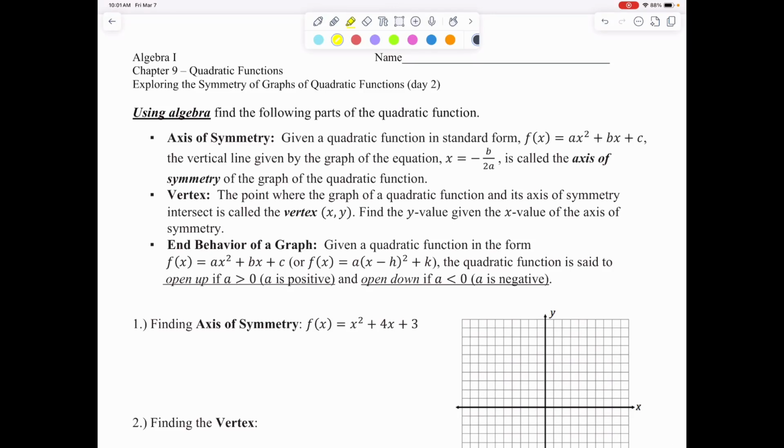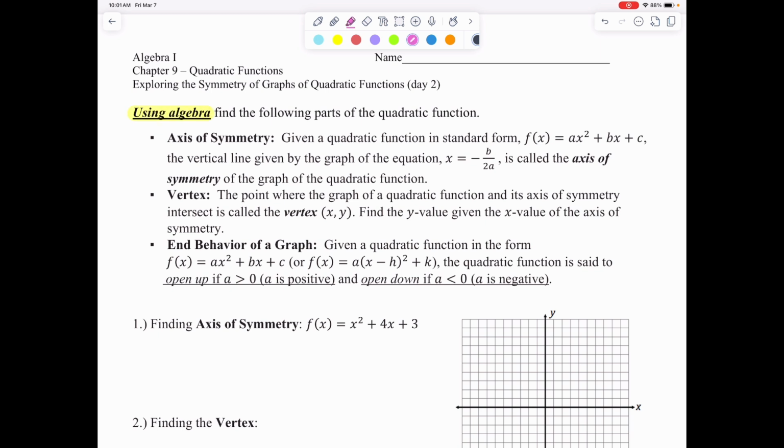Our next lesson is called Exploring the Symmetry of Graphs of Quadratic Functions, Day 2. We are going to revisit all of the parts of the quadratic function that we learned about in the previous lesson. In the previous lesson, however, we used the graph to find these parts or features. Today, we are going to use algebra.